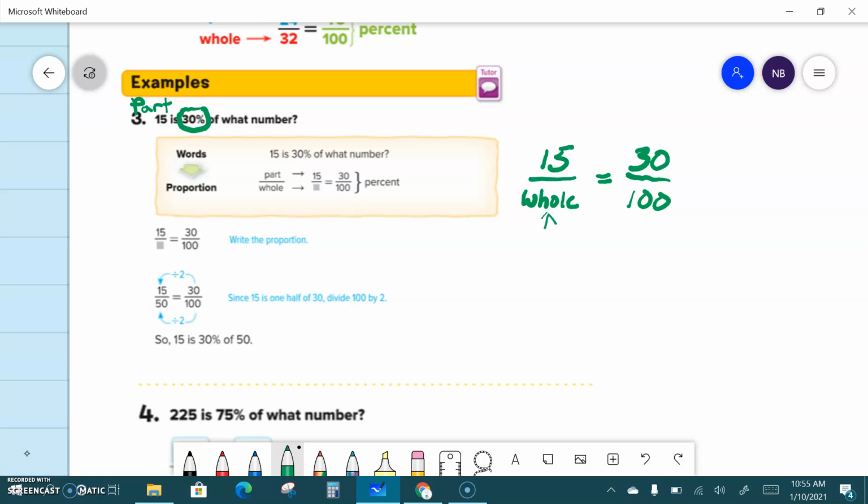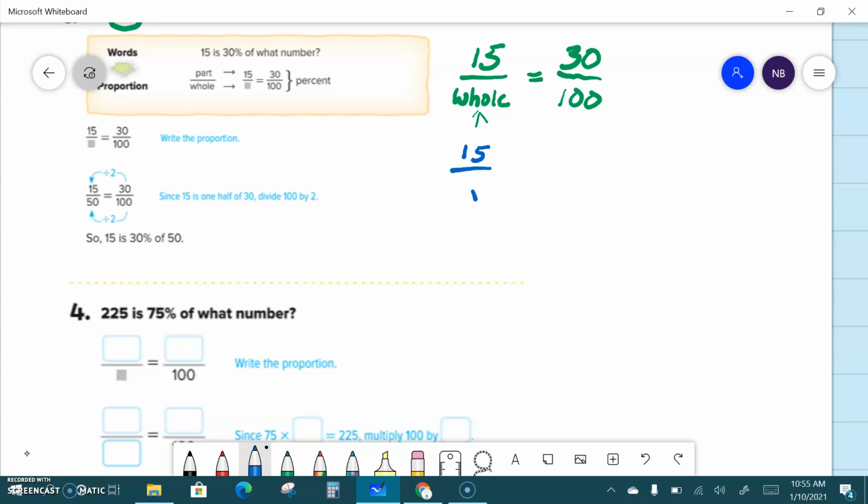So in order to do that, we're going to say 15 over, let's use x. We're going to start some algebra. Okay? Equals 30 over 100. All right. So what they're doing now is they're working backwards. They're saying 30 and 15. And if you see what they did here, they divided by 2 in order to get from 30 to 15. So we're going to do the same thing here.